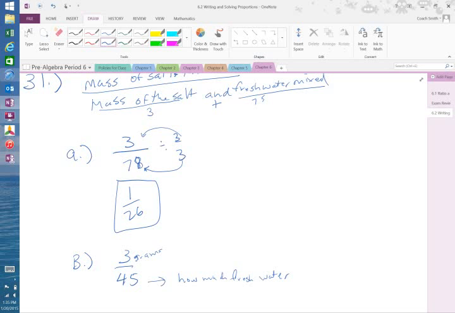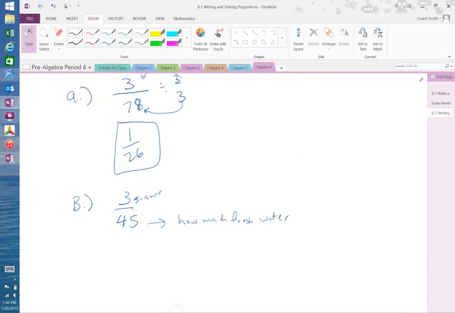Sorry to keep you up. What? What would, how much fresh water is there if there's 3 grams of salt? How much fresh water was mixed? Who said 52? 15, no. No, look, folks. We just had right here.